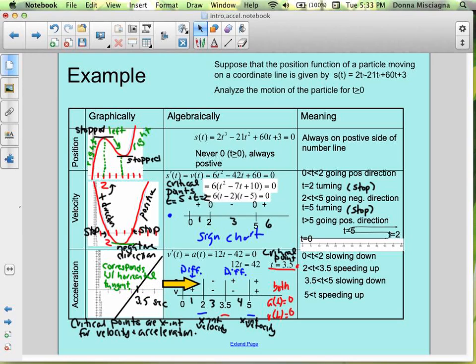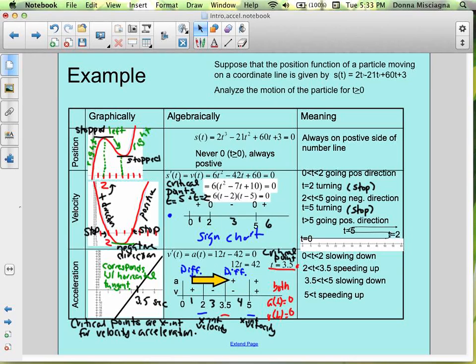For values greater than 2, velocity is now negative. Acceleration is still negative, but now velocity is negative. The signs match, the object is speeding up. Right? So we're still in the same interval as far as velocity is concerned. So velocity is negative on that whole interval of 2 to 5.